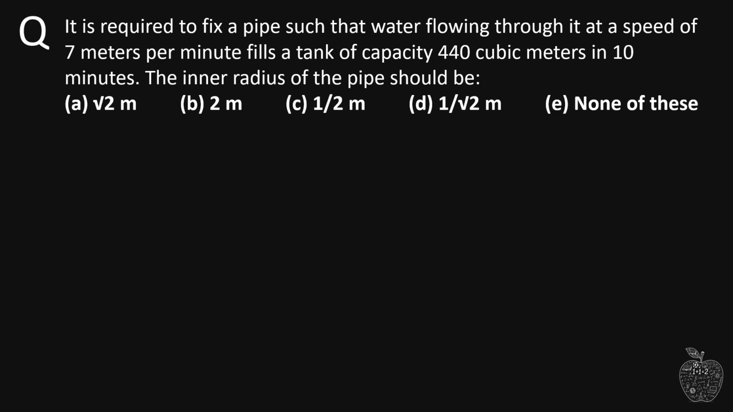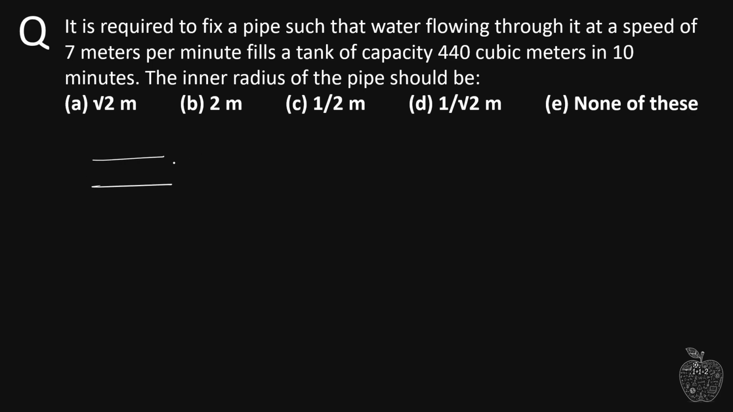It is required to fix a pipe such that water flowing through it at a speed of 7 meters per minute fills a tank of capacity 440 cubic meters in 10 minutes. The inner radius of the pipe should be. Now, if we were to visualize this question, it would be like this.